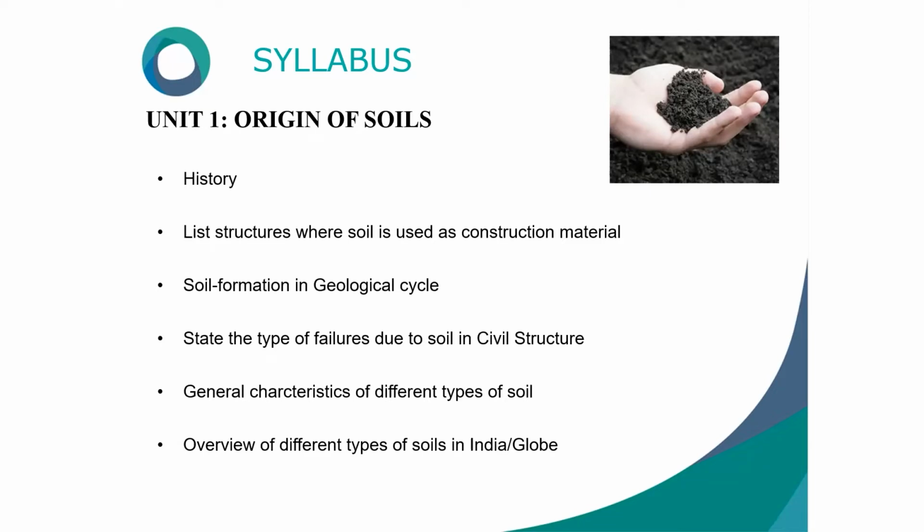Now coming to the syllabus, in unit 1, I will cover the main salient points. First, the title is Origin of Soil. Origin means how soil has come. You will understand the history, the list of structures where soil is used as a construction material, soil formation in the geological cycle, the types of failure due to soil in civil structures, and general characteristics of different types of soil, an overview of different types of soil.